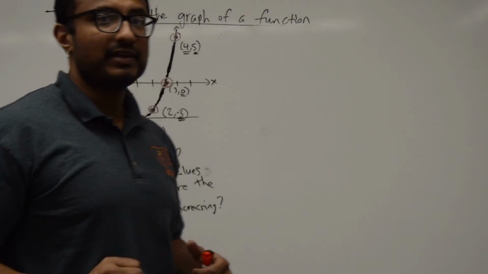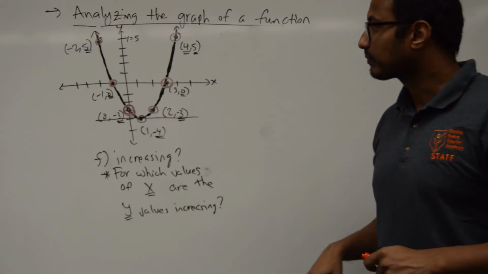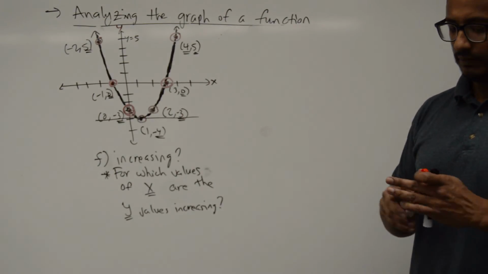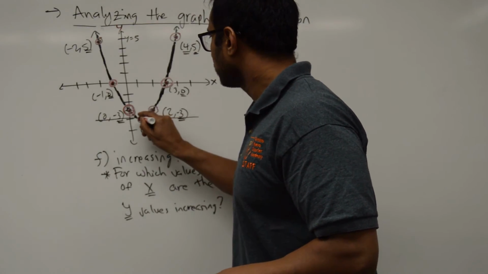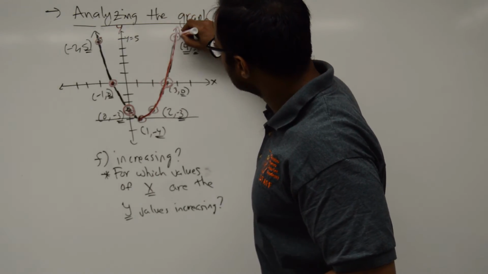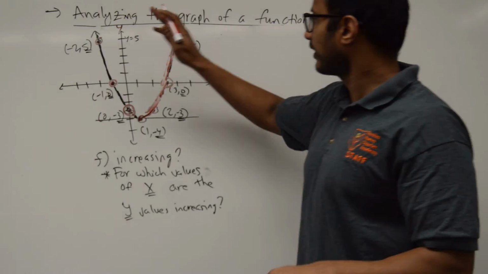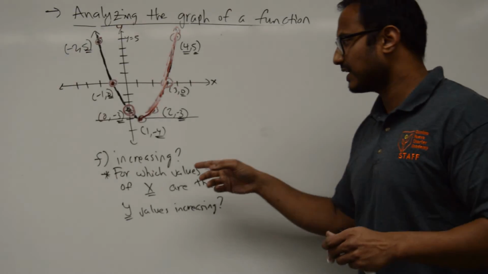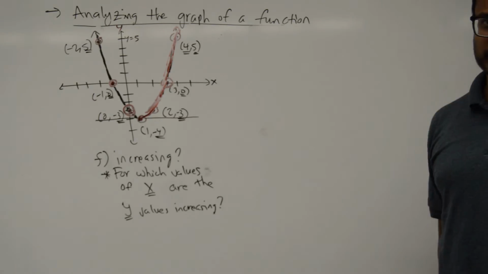So I'm going to highlight the part where the function is increasing. The function is increasing when the y values are increasing, going left to right. So the y values are increasing on this section of the function, the one that I'm highlighting in red. Going left to right, this is where the function is increasing in values. And you can see that: y values are -4, -3, 0, 5, so the y values are increasing.